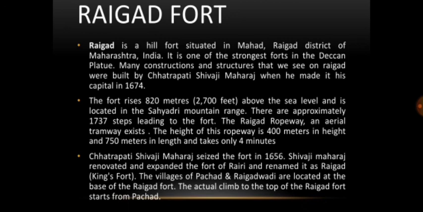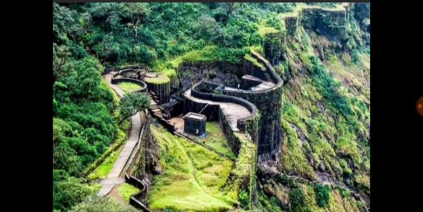Chhatrapati Shivaji Maharaj seized the fort in 1656. Shivaji Maharaj renovated and expanded the fort of Rairi and renamed it as Raigad, King's Fort. The village of Pachad and Raigad Wadi are located at the base of the Raigad Fort. The actual climb to the top of the Raigad Fort starts from Pachad. Here is a picture of Raigad Fort.